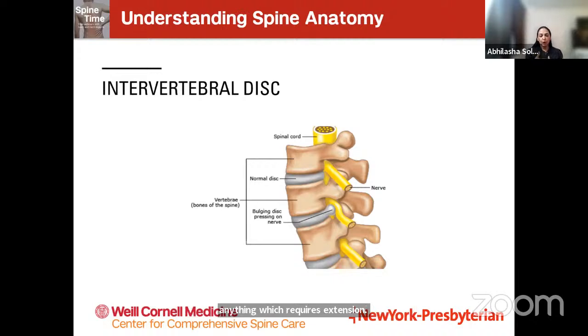Anytime anybody has to walk for a prolonged time or sit for a prolonged time puts a lot of strain on the facet joints, and you really want to change positions. Typically, that's the history with facet-related pain, and it's usually localized to the center of the spine.